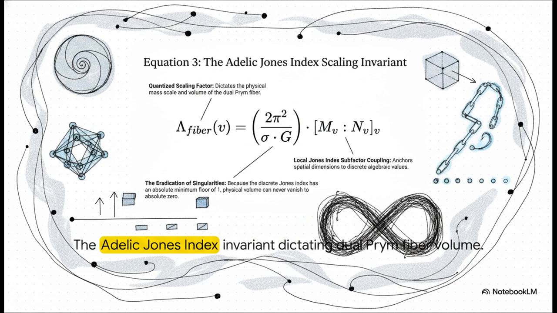Now, in classical theory, the Jones index measures the relative size of a subfactor, but here we lift it to our localized Adelic subfactors. This equation shows how the local Jones index subfactor coupling explicitly anchors spatial dimensions, meaning the actual physical mass, scale, and volume of the dual prime fiber, directly to discrete algebraic values.